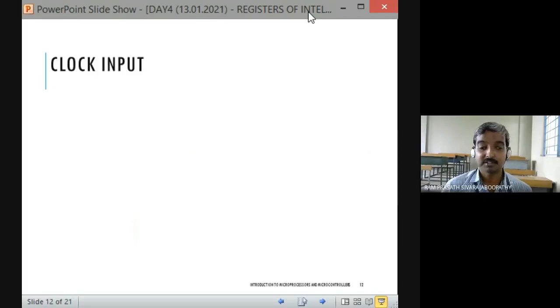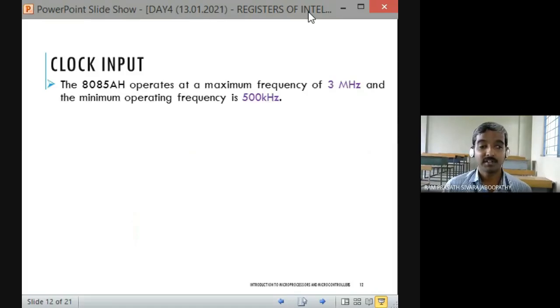Fine. Now we will discuss. We have many versions of the Intel 8085 microprocessor. The 8085AH, that particular microprocessor, operates at a frequency of 3 megahertz, and the minimum operating frequency is 500 kilohertz.